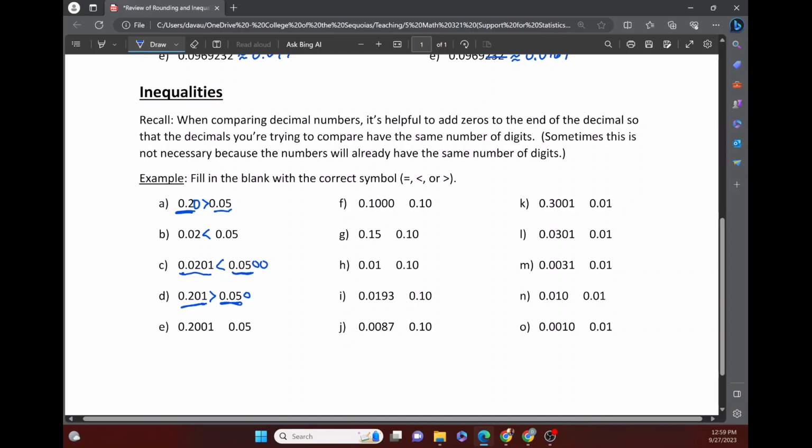Eventually, you'll get to the point where you can make these comparisons without having to add the zeros, right? And you can just do it quickly and efficiently, and that's great if you can do that. If you can't do that, that's also fine. Just continue to add the zeros if you need to. Looking at part E, for example, the inequality should go this way. 0.2001 is greater than 0.05.